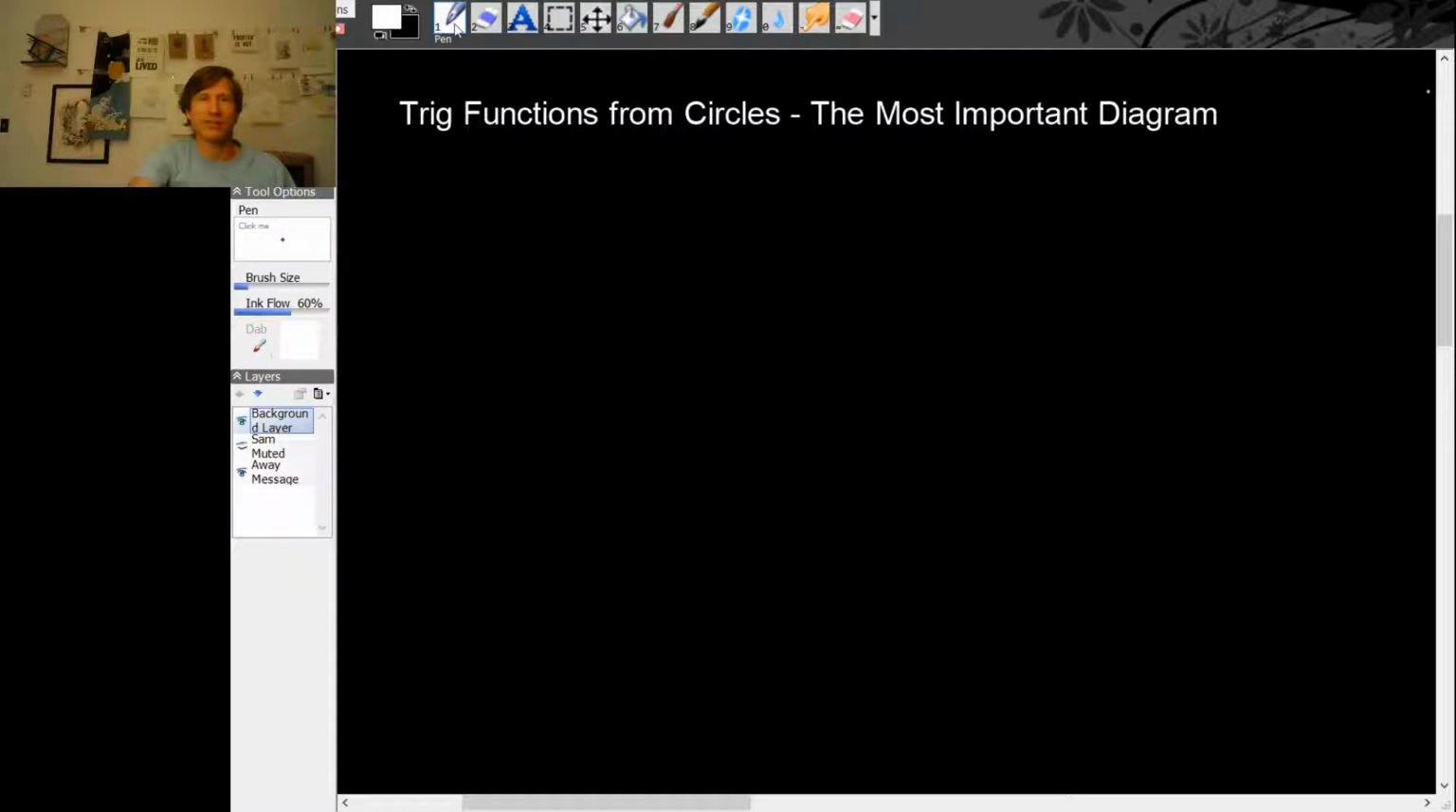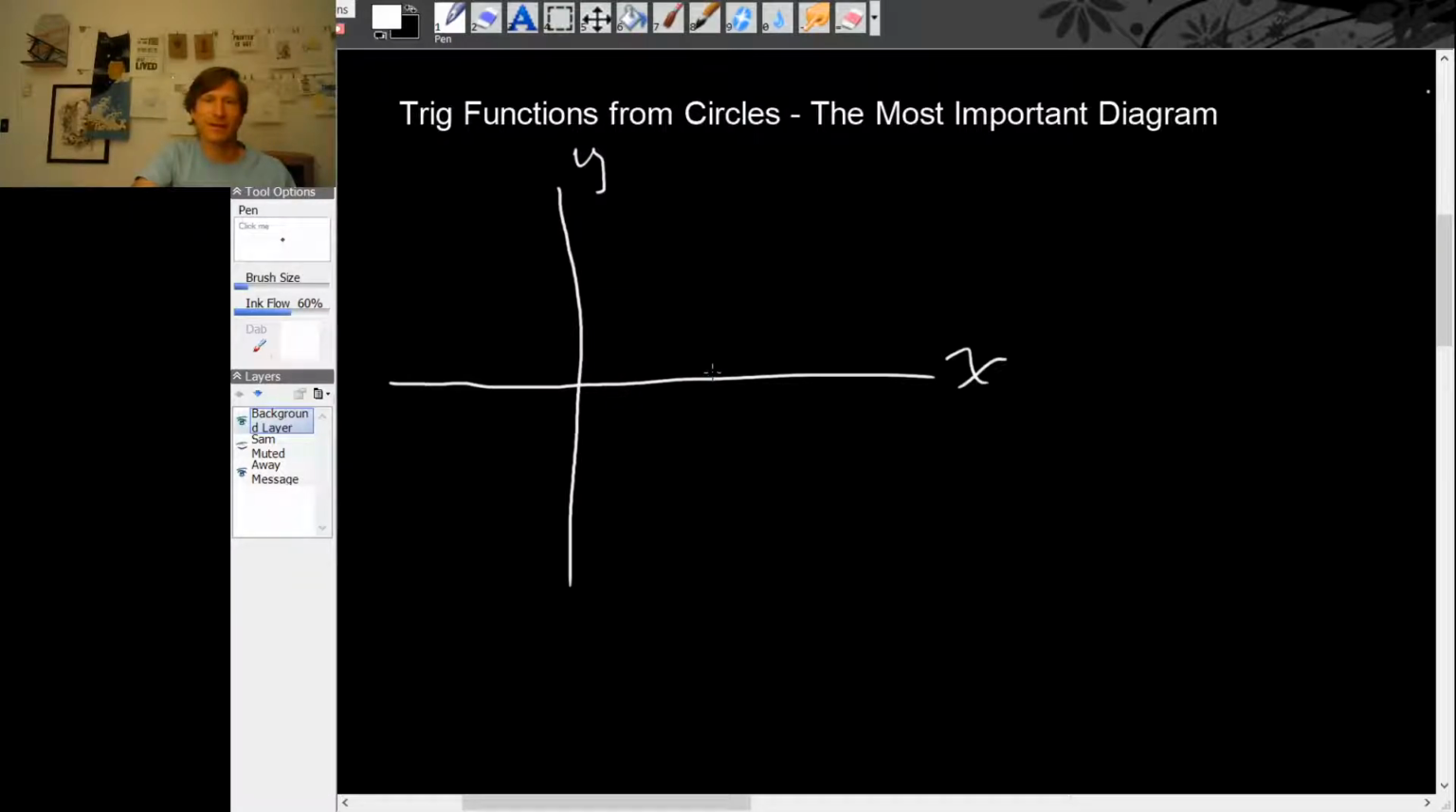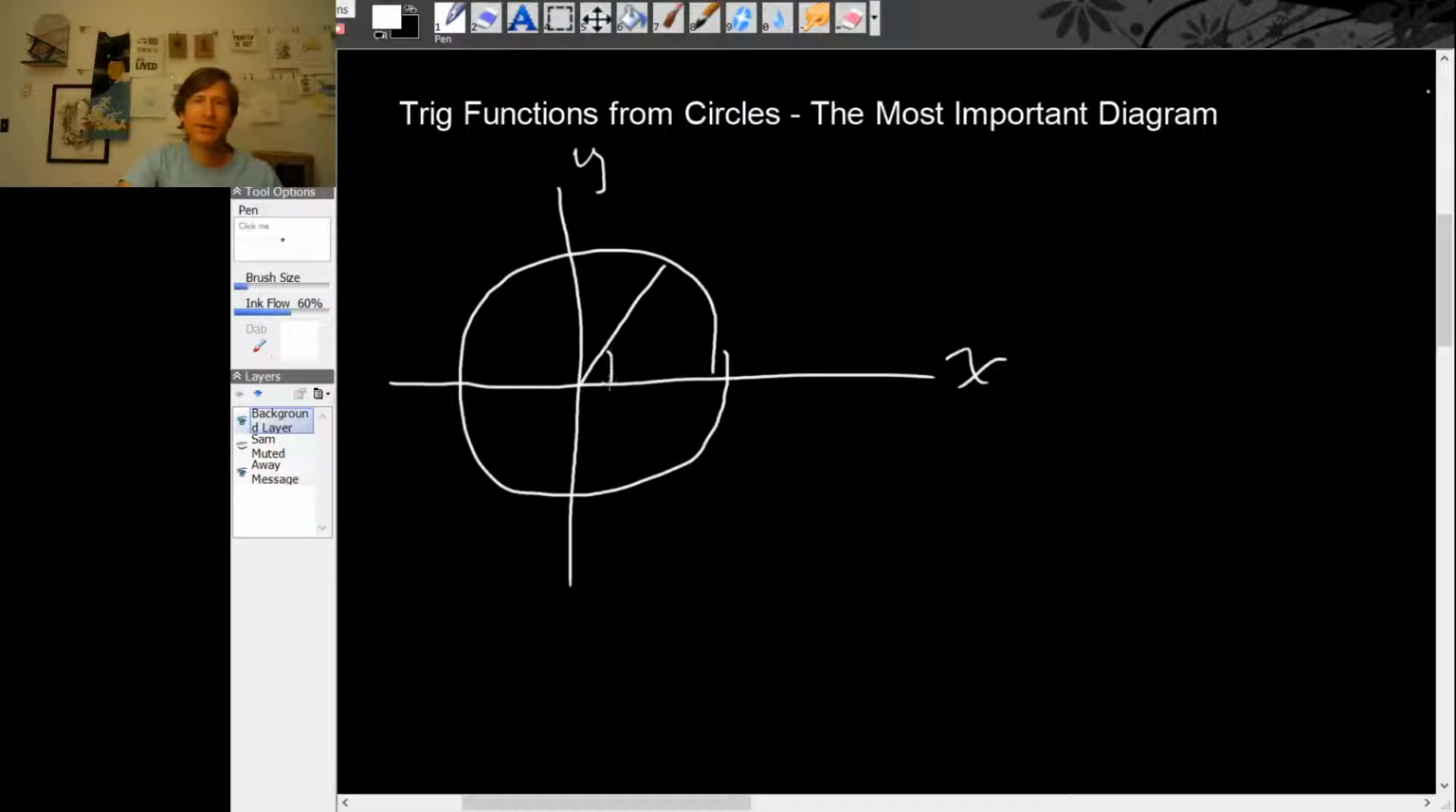So let's draw ourselves a circle. And I'm going to put this in the coordinate plane. So here's the x-axis and the y-axis. And I'm going to make this as circular as I can. Okay, and we have some angle in here. So let's call this angle theta.